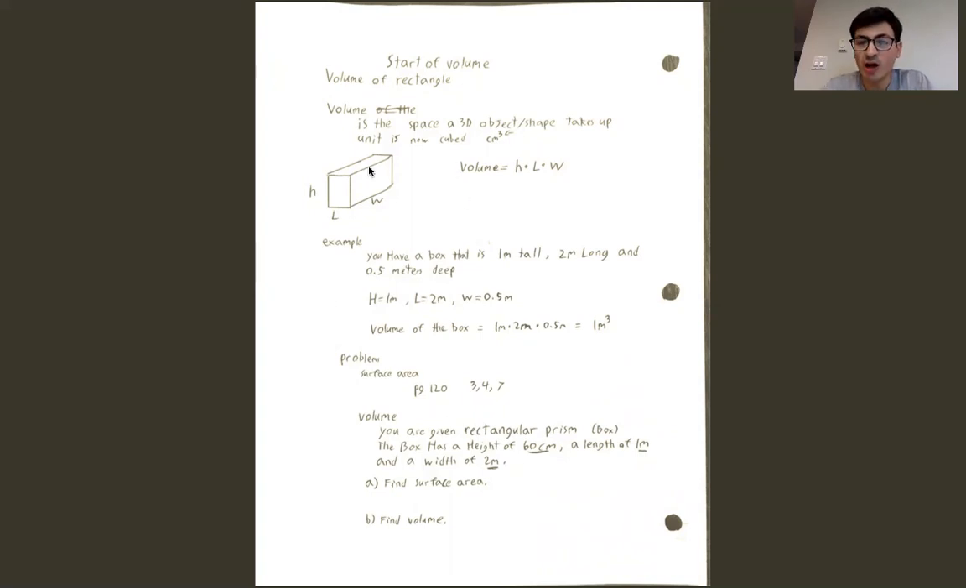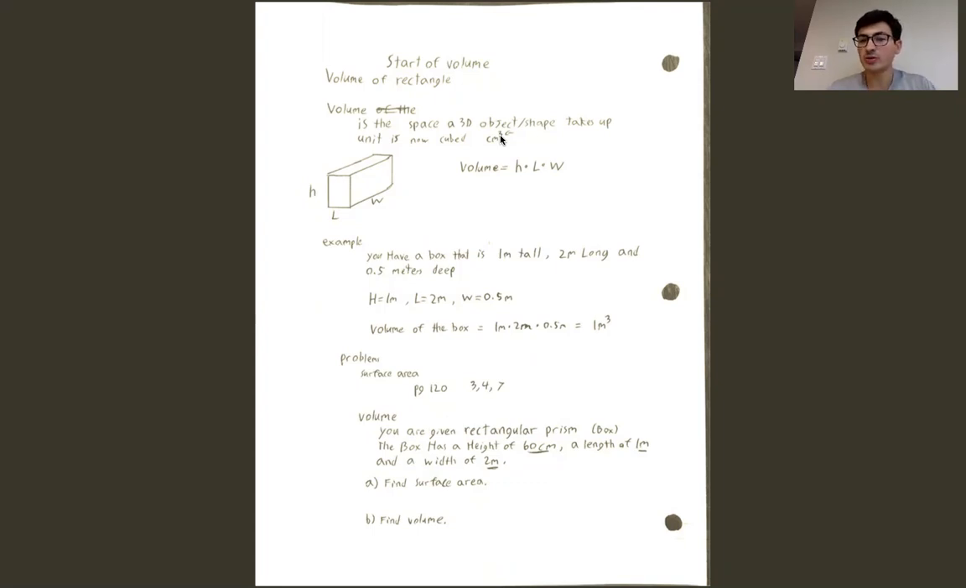So the volume of a rectangular prism, again, I forgot the word prism, I don't know why, is going to be the height times the length times the width. So you're going to take all three sides and multiply them together. Now each of these, let's say they're all units of centimeters. This is going to give me centimeters times centimeters times centimeters, or centimeters cubed, meaning I have three dimensions, which is what I want for volume.